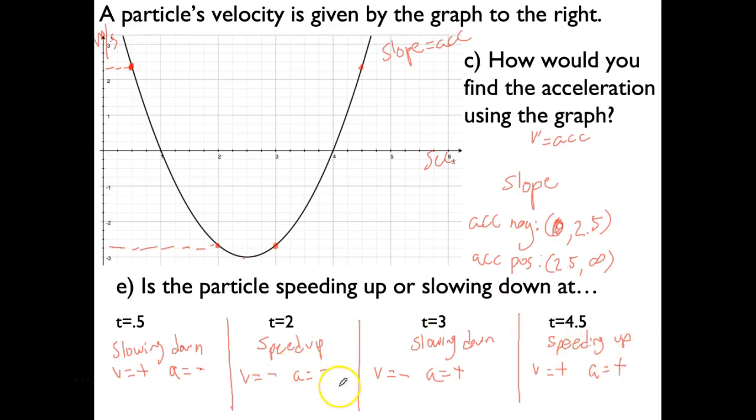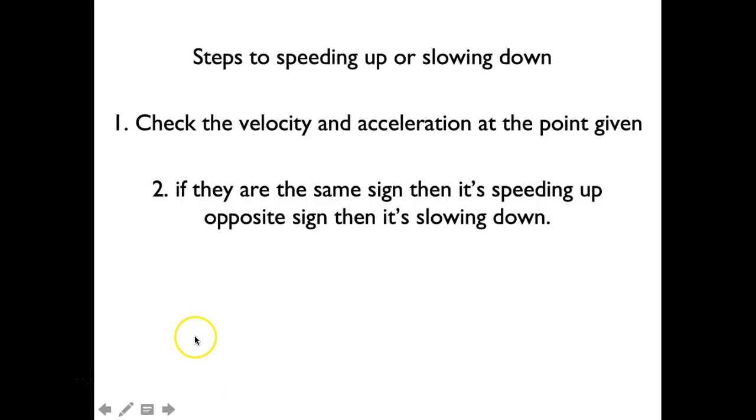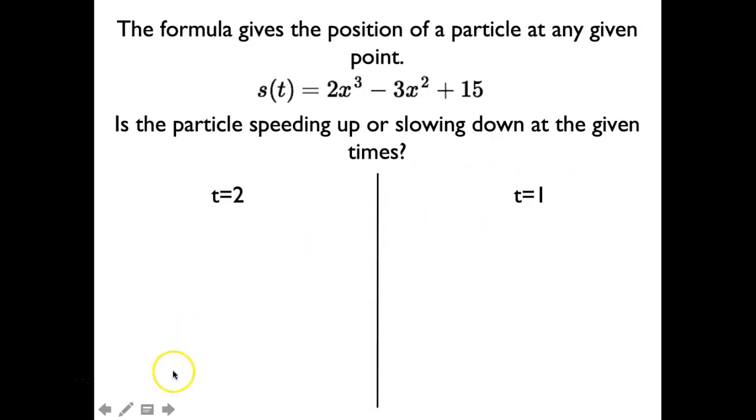So if they have the same sign, it's speeding up. If they have differing signs, it's slowing down. And you might want to write that down somewhere because that's important. If they have the same sign, it's speeding up. If they have differing signs, it's slowing down. So if you ever see the question, if it's speeding up or slowing down, you want to check the velocity and the acceleration at the point they give you. Okay? If it's the same sign, it's speeding up. If it's the opposite sign, it's slowing down. So let's just do this on one problem here.